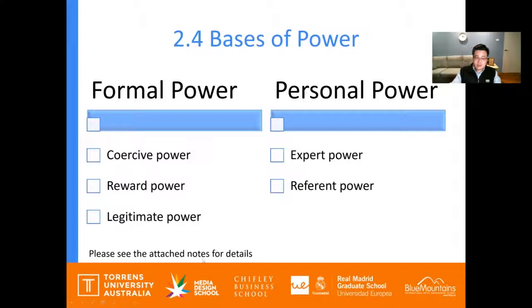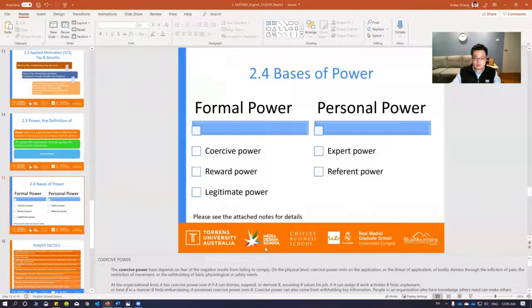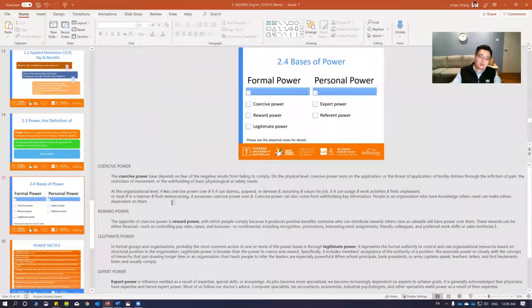So please see the attached notes for details. I'll show you where you can find the attached notes. If you read here, that'll give you the basic definition of what those powers are. Since we are postgraduate level lectures, I'm not going to read through the details of the definitions, but just trying to clarify that coercive power basis depends on a fear of the negative result from failing to comply. It comes from being afraid of bad consequences if you're not obeying such an order.